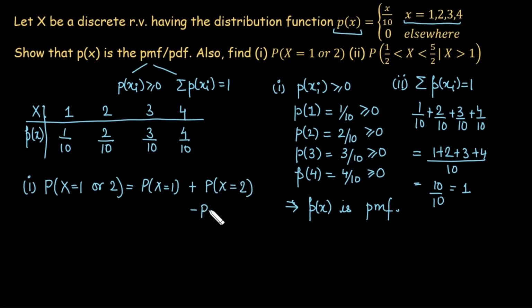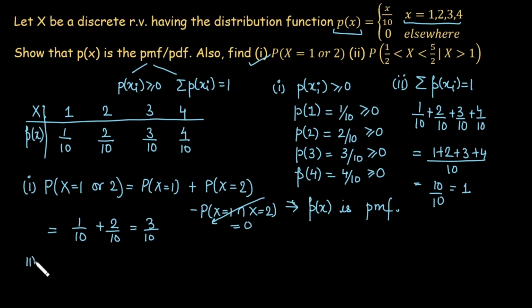So in this case, probability of x is equal to 1 intersection x is equal to 2 is 0, because the random variables are mutually exclusive, meaning their intersection is 0, due to which the probability is also 0. This is equal to, what is the probability when x is equal to 1? That is 1 by 10 plus probability when x is equal to 2, that is 2 by 10, that is equal to 3 by 10. That is the answer in the first case.